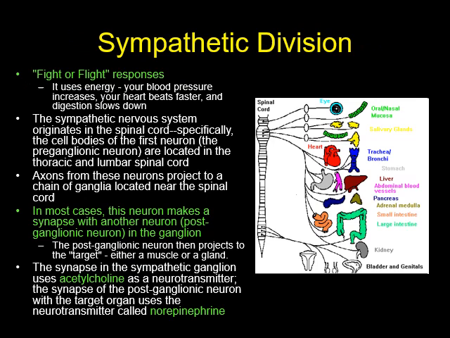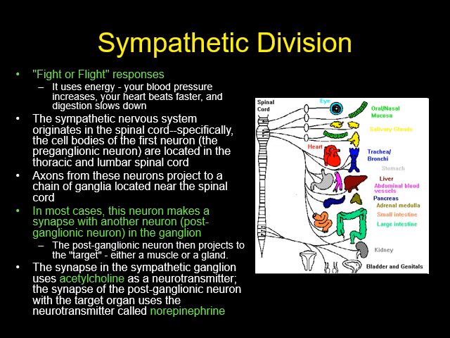The sympathetic division of the autonomic nervous system controls the fight or flight responses. Instead of conserving energy, it uses energy. Blood pressure increases, heart beats faster, and digestion slows down or stops. The sympathetic nervous system originates in the spinal cord. Specifically, the cell bodies of the first, or preganglionic neuron, are located in the thoracic and lumbar regions of the spinal cord.